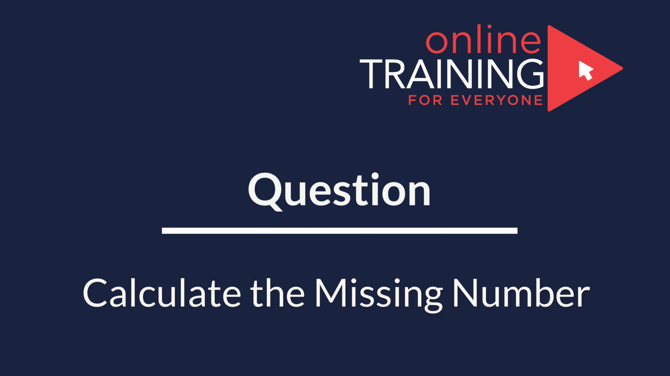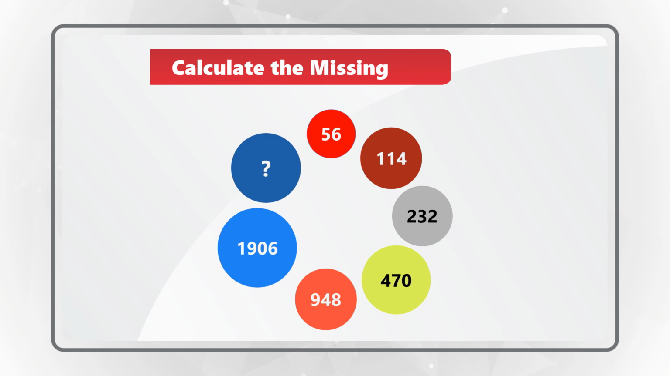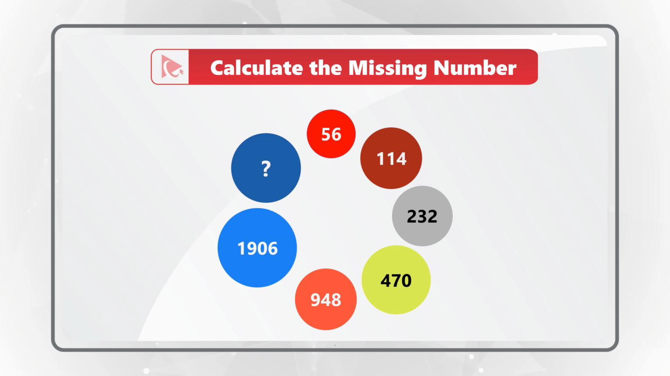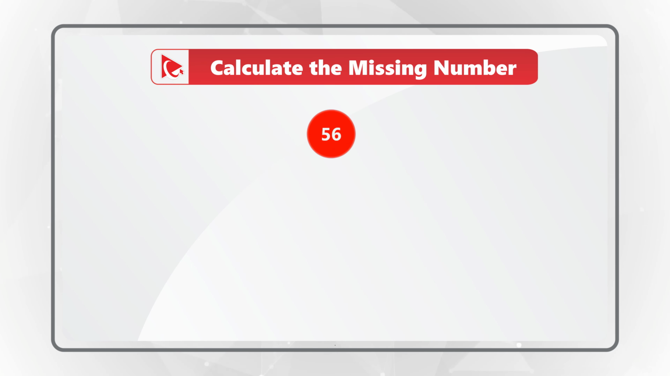Here is an extremely tricky question, but I have full confidence that you'll be able to solve it. You are presented with the sequence of circles, which is also organized in a circle. Sequence starts with the red circle with the number 56 inside. Next circle has number 114. Following it, circle with the number 232.